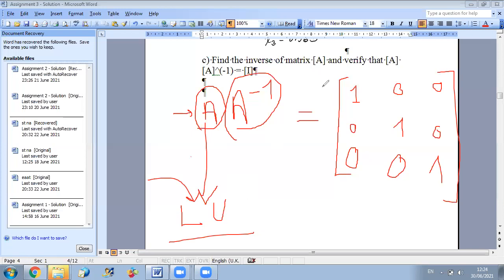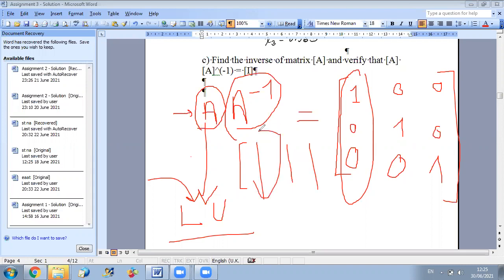Okay, then when we want to solve for any column, here I have 3 vectors to solve for. A minus 1 has 3 vectors: 1, 2, 3. When I want to solve for the first vector in A minus 1, I will take as B vector the first column of my identity matrix, which is 1 0 0.